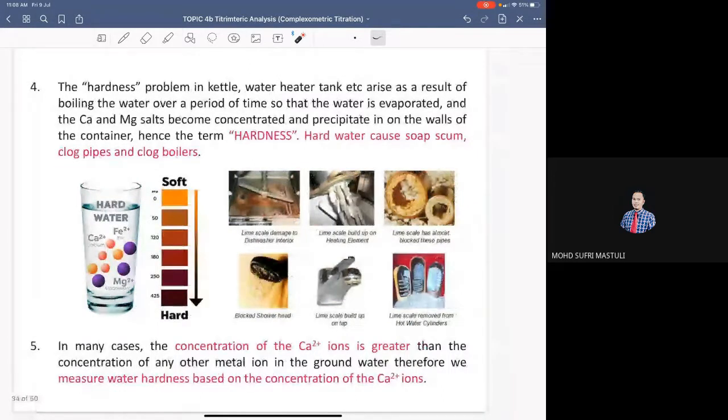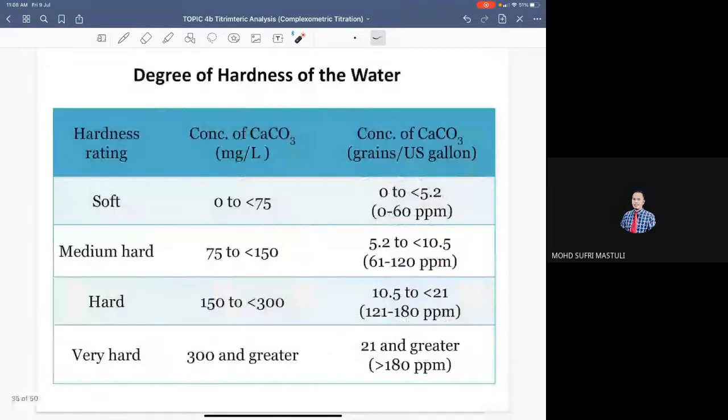This table shows the degree of water hardness. The water hardness can be rated as soft, medium, hard, or very hard. It depends on the concentration of calcium carbonate.